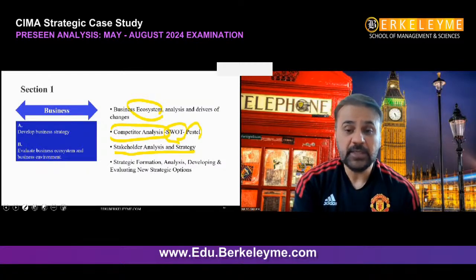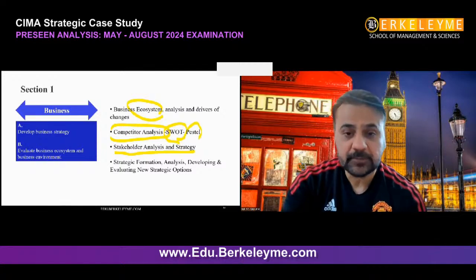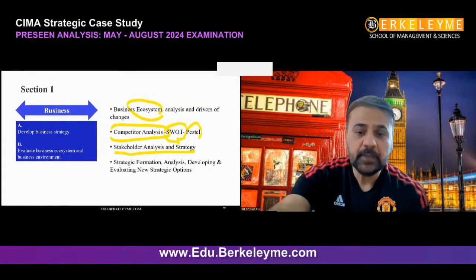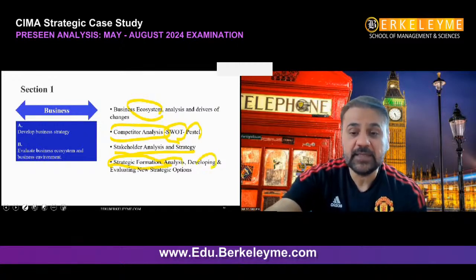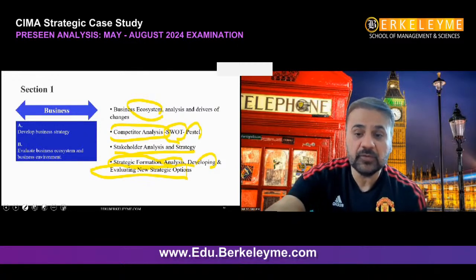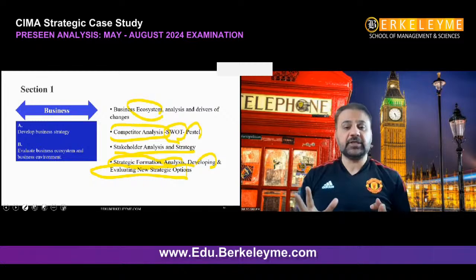and more anxiously, because if they lose track, you will lose them. So this is very important to look into. How we make a strategy, how we analyze, how we develop, and how we go for new strategic options.